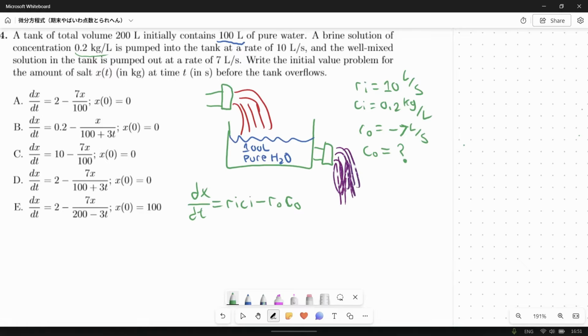So recall that concentration is equal to the amount of whatever thing we have.